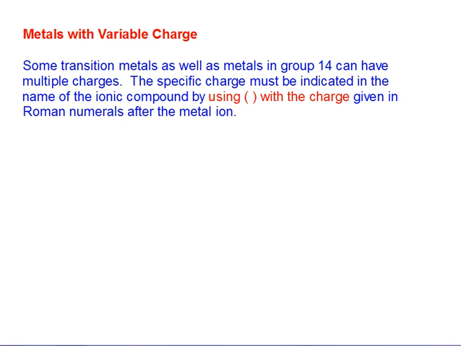Now, we're going to move on next to metals with a variable charge. Your transition metals, and some of those in groups 13, 14, and 15 can have variable charges. These are ones where the charge could be a 2, it could be a 4, it might be a 3 or a 1. So I have to indicate the charge the same as how we named them, with the charge in Roman numerals after the metal ion.